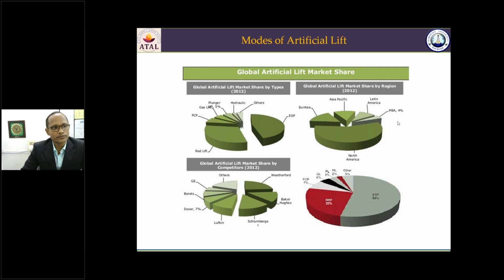So if we see the data on the global artificial lift implementation, we see that rod lift, meaning the SRP, is widely used. The ESP, that is the electrical submersible pumping, is also widely used, and also the gas lift. The major players are Schlumberger, GE, Weatherford, and Baker Hughes. They are the companies that are implementing these artificial lift techniques. They are servicing and also implementing. And region-wise, it is North America that is implementing most of the artificial lift techniques, followed by Asia Pacific, Eurasia, etc.